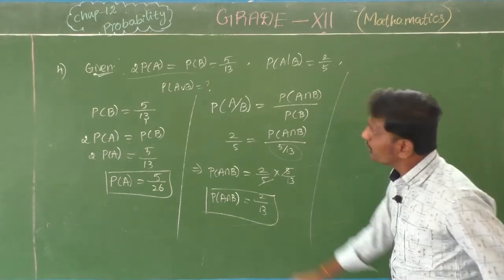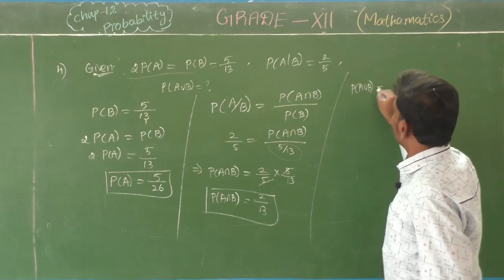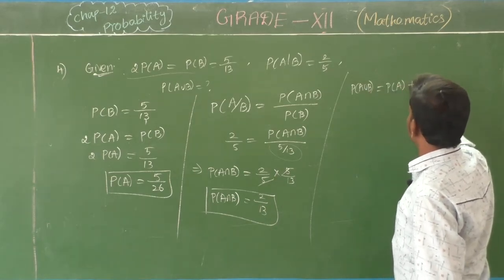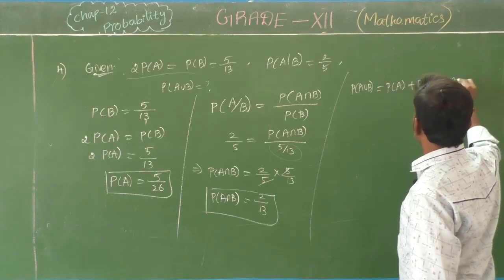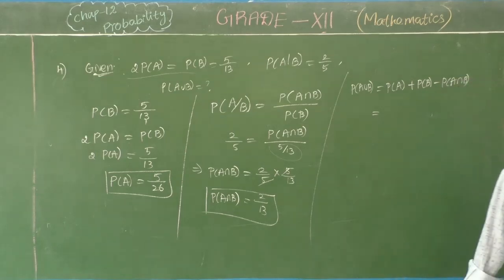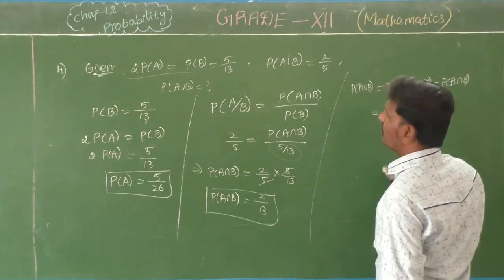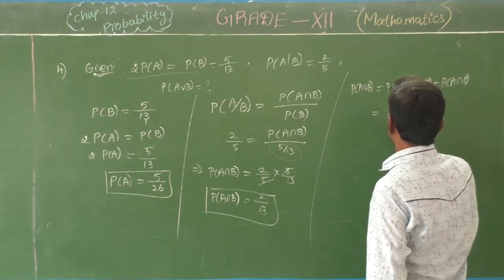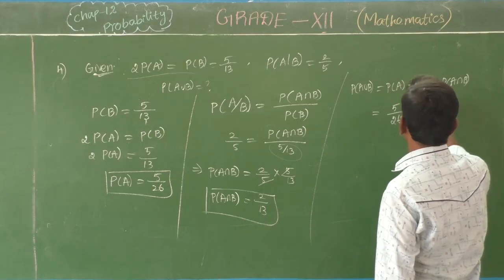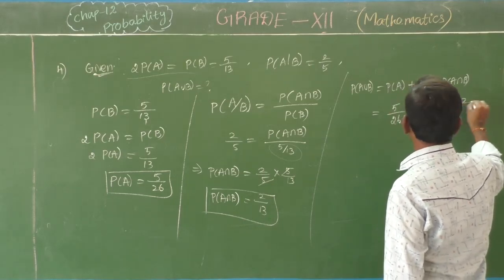And next what we are going to find? P of A union B. So use the addition theorem on probability. P of A union B, which is equal to P of A plus P of B minus P of A intersection B. Okay. Now simply substitute P of A, you have 5 by 26 plus P of B, you have 5 by 13, and minus P of A intersection B is 2 by 13.